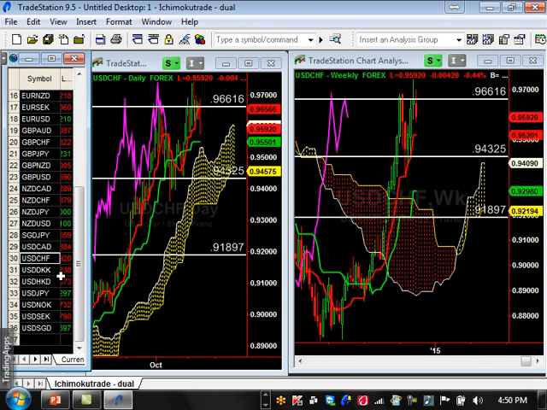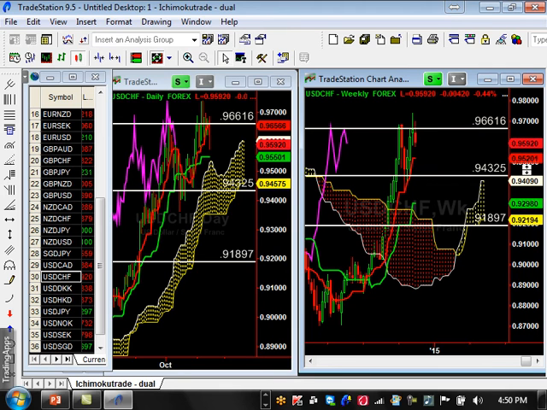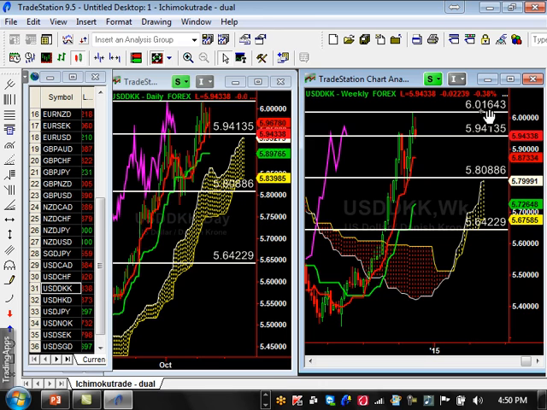US Swissy, you could see it's at a major resistance at 96.61. At that point, it kind of needs a pullback now. You could kind of see the weakness here on the daily time frame. USD NOK hit basically a resistance here at 164. The minor one's going to be 94.13. It needs a pullback too, and you could kind of see it weakening here on the daily time frame too.